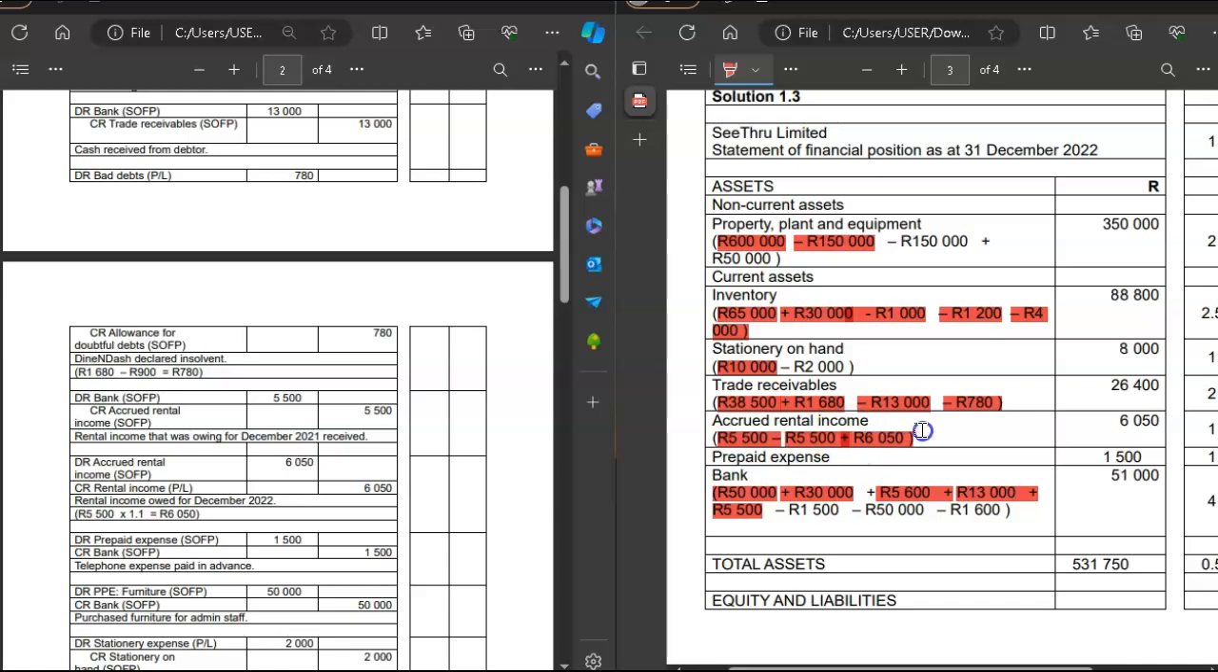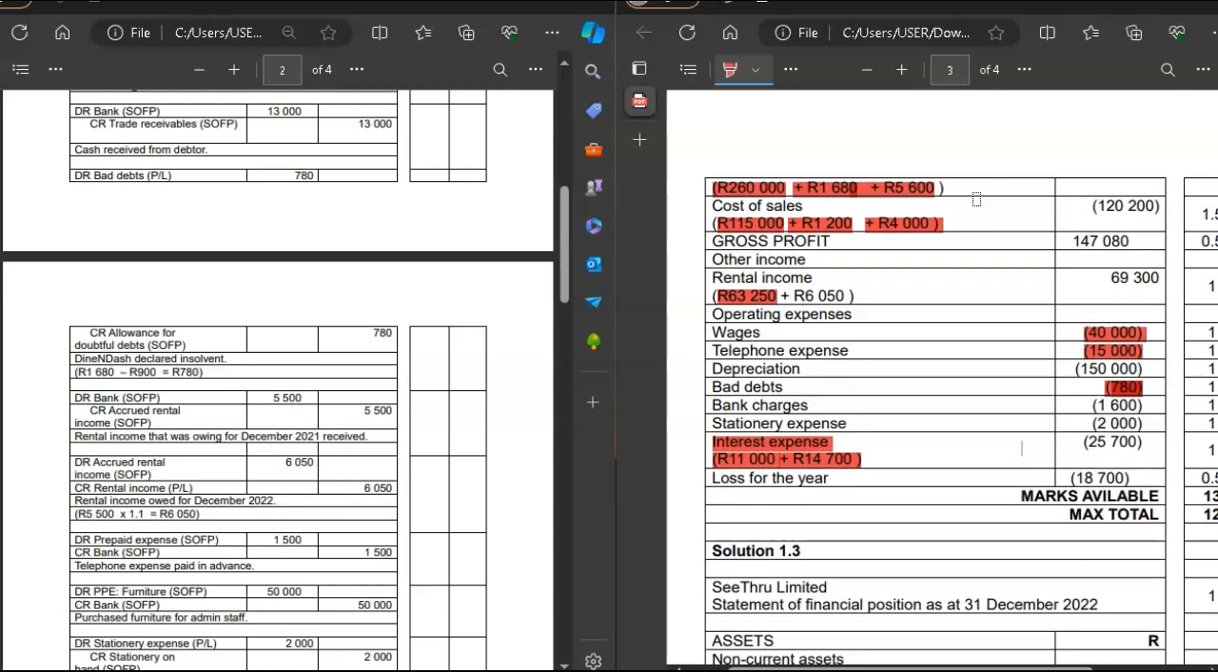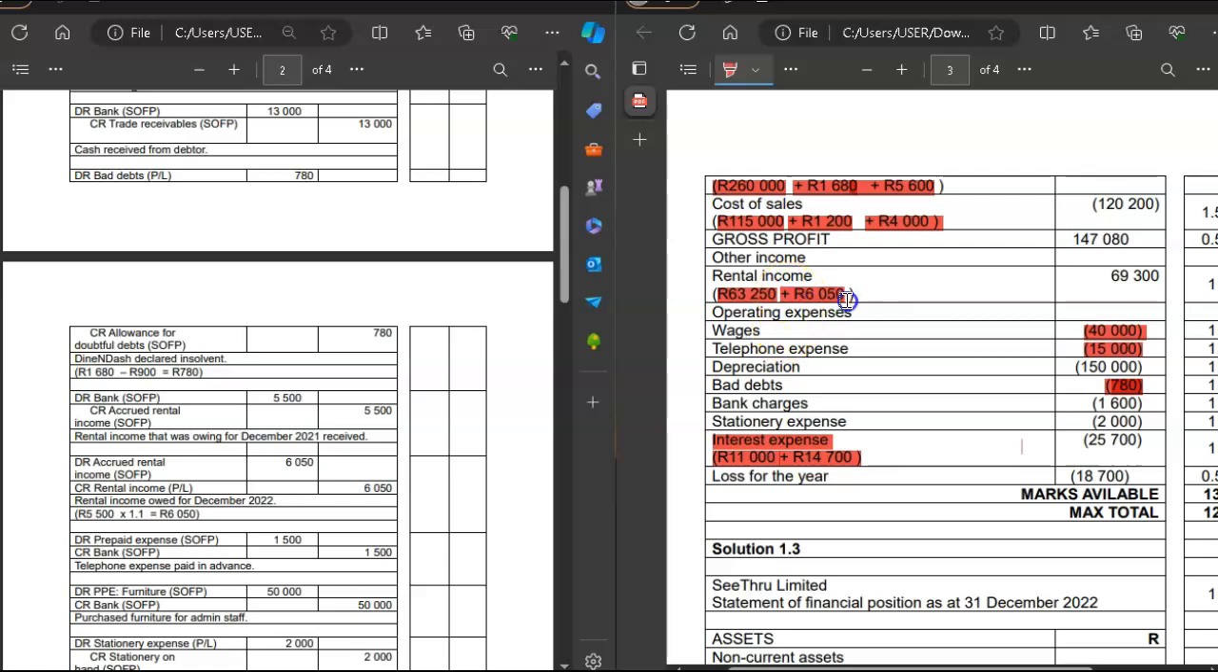Then you're minusing rent income, credit rent income. Yeah, 6,050. So you go to rental income, your income statement. There we go. Credit rental income. Yeah, income crediting. That means it's increasing.